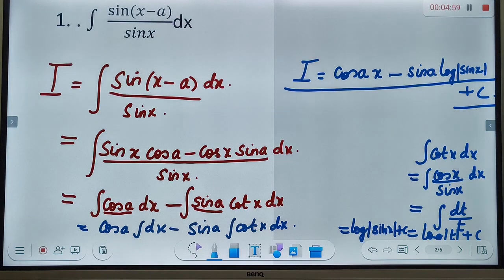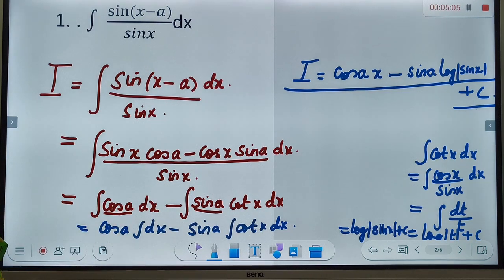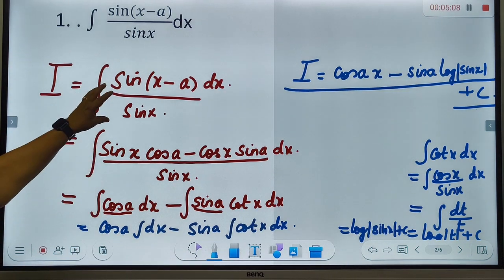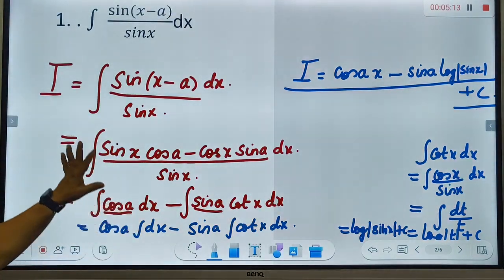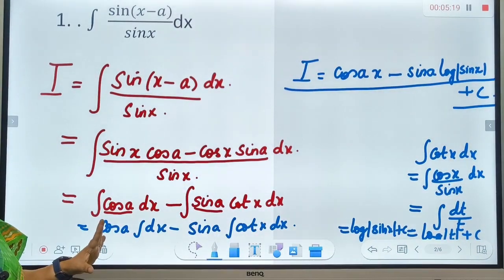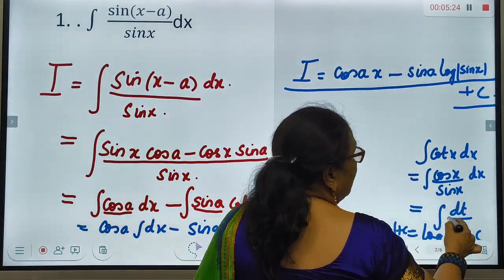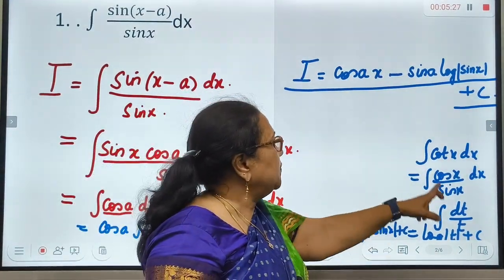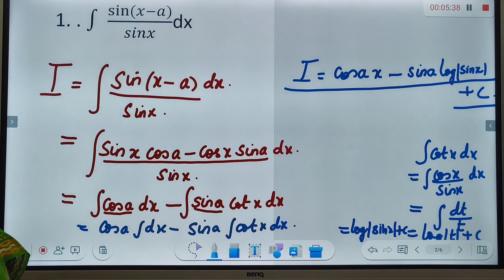The function after integrating is cos a into x minus sin a into log mod sin x. So I have just expanded, identified what is a constant and what is a variable. Just by simplification, I was able to integrate this problem. Are you able to understand? Here in this problem, the only technique I have used is simplification, and here I have used substitution. But after you start doing problems, you need to remember this result: integral of cot x is log mod sin x plus c. And the reasoning is by substitution. Is it clear? Can we pass on to the next problem?